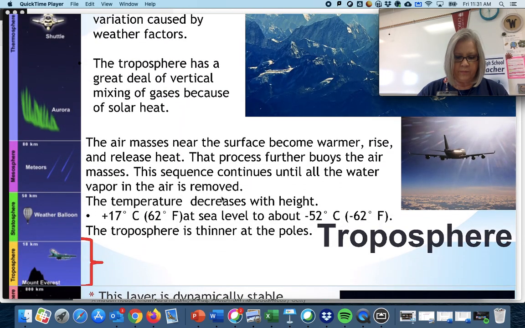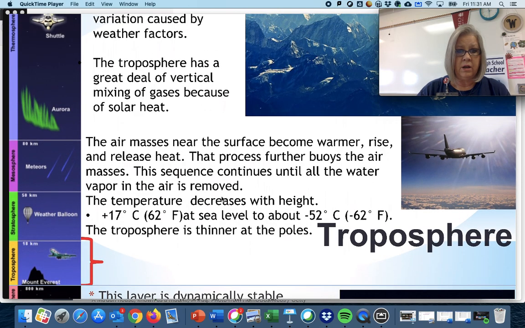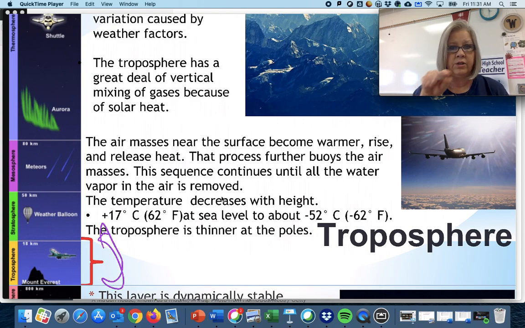So the troposphere is the bottommost layer. All right, so right down here is our troposphere. And this is where life occurs. So tropical, all those things point to life. So all life occurs in the troposphere.